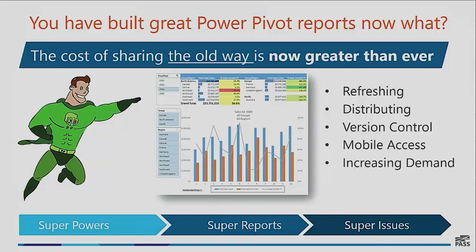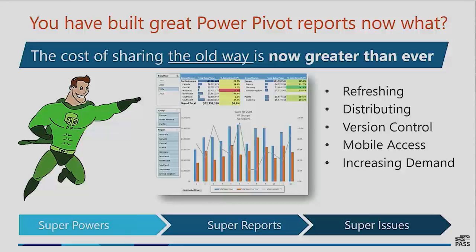Then distributing becomes an issue. So how do you go about doing that? Are you using file shares? Are you using email? A new problem that happens with Power Pivot that didn't really happen before Power Pivot is the workbooks get really large, right? So you can't go emailing a 200 meg workbook every day. So that becomes a problem.